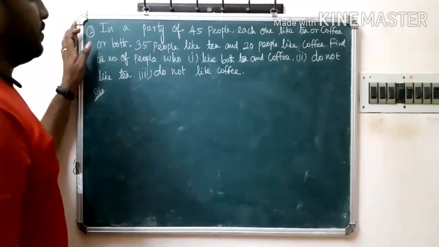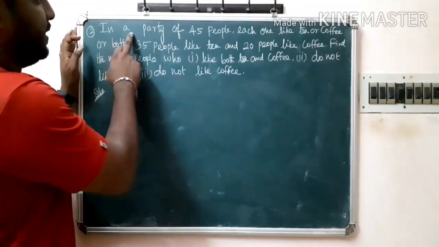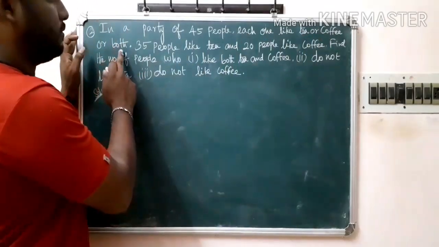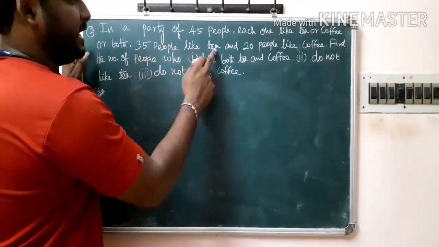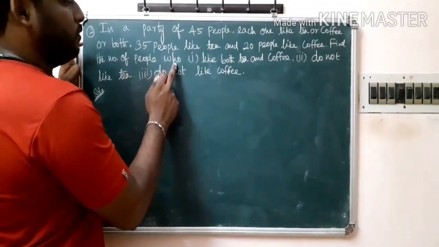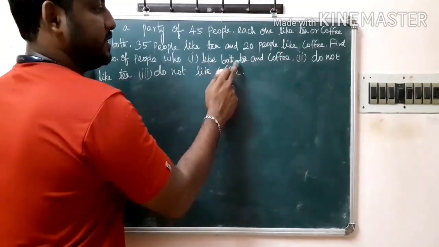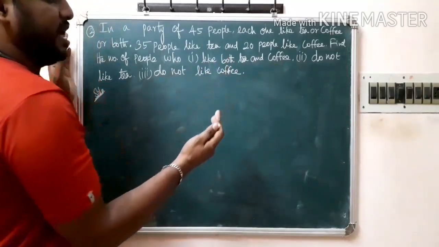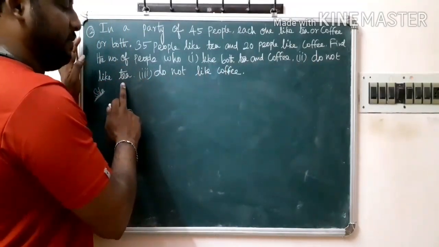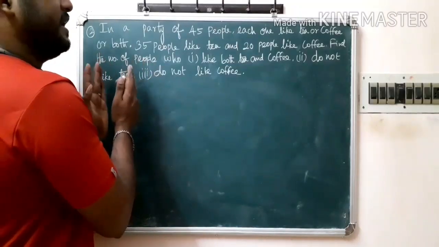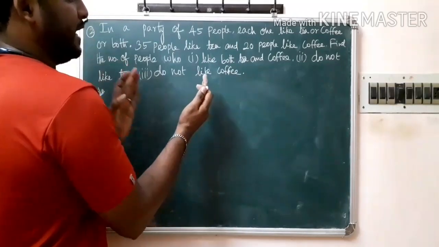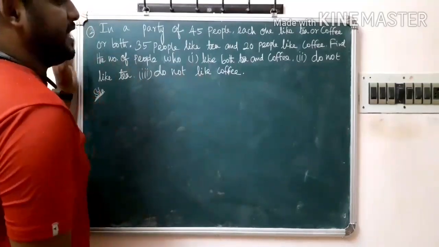We go on to the second problem. The second problem is: in a party of 45 people, each one likes tea or coffee or both. 35 people like tea and 20 people like coffee. Find the number of people who, first question, like both tea and coffee. That means we have to find the intersection part. The second one is, do not like tea. Do not like tea means we have to find who like only coffee. And the third one is, do not like coffee. That means we have to find who like only tea.